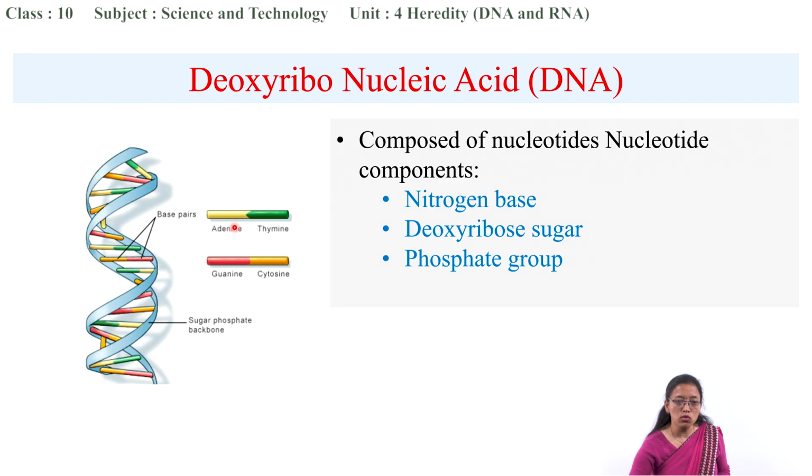See, there are 4 types of nitrogen bases, which are called adenine, thymine, guanine, and cytosine. And another one is the sugar molecule. This sugar molecule and phosphate molecule form the strand. This outer strand is made up of sugar and phosphate molecules, and in the inner part there are nitrogen bases.